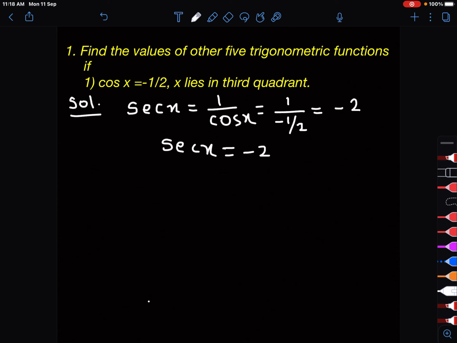Okay, one value we have got. You can just put a box here for this first value. Now next we are going to deal with the identities. Let's write some identities here.